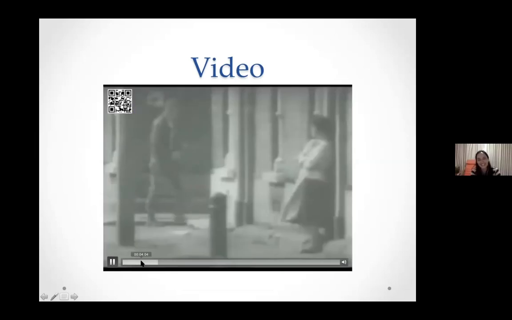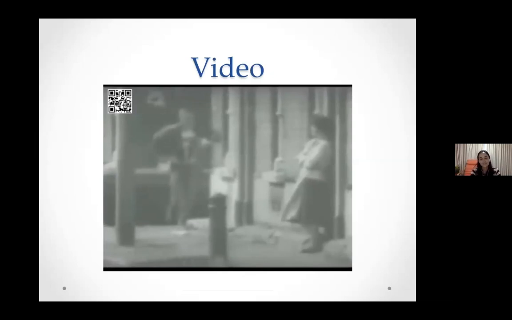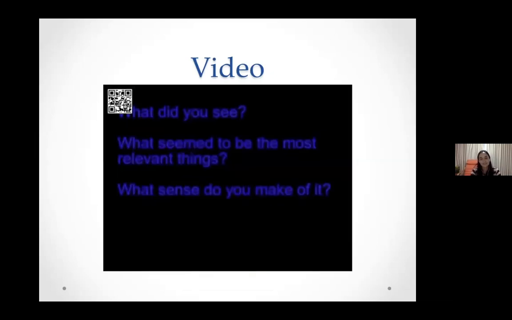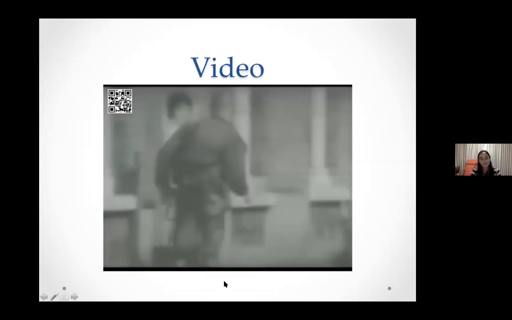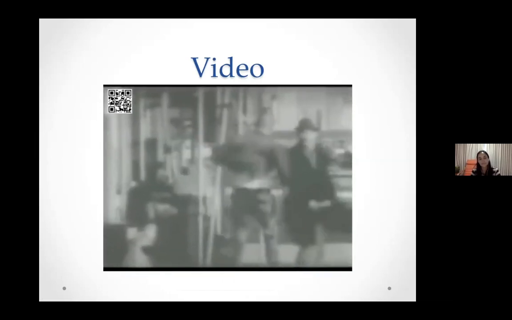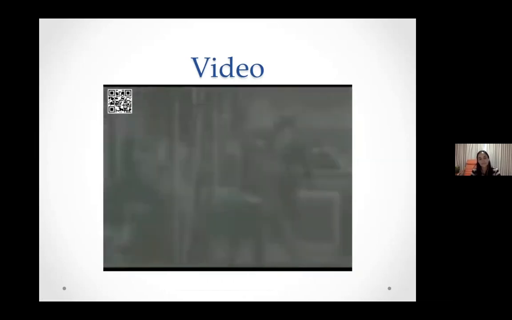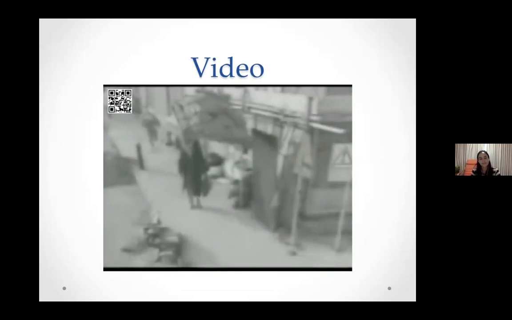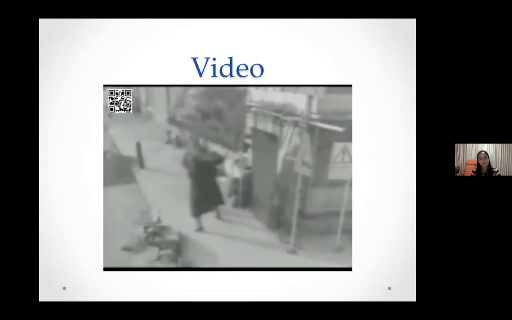An event seen from one point of view gives one impression. Seen from another point of view, it gives quite a different impression. But it's only when you get the whole picture you can fully understand what's going on.